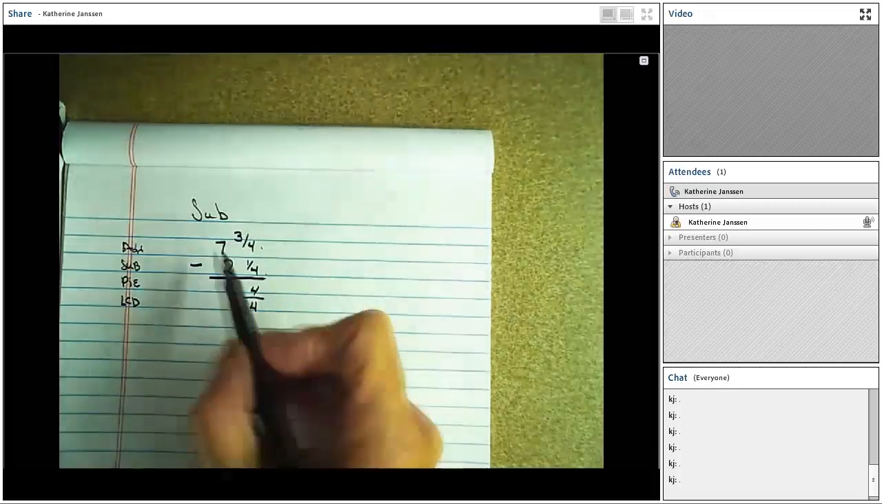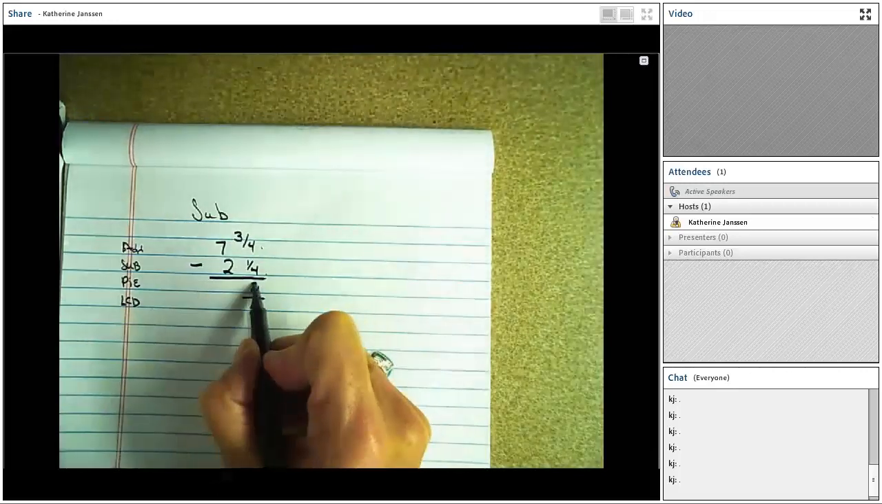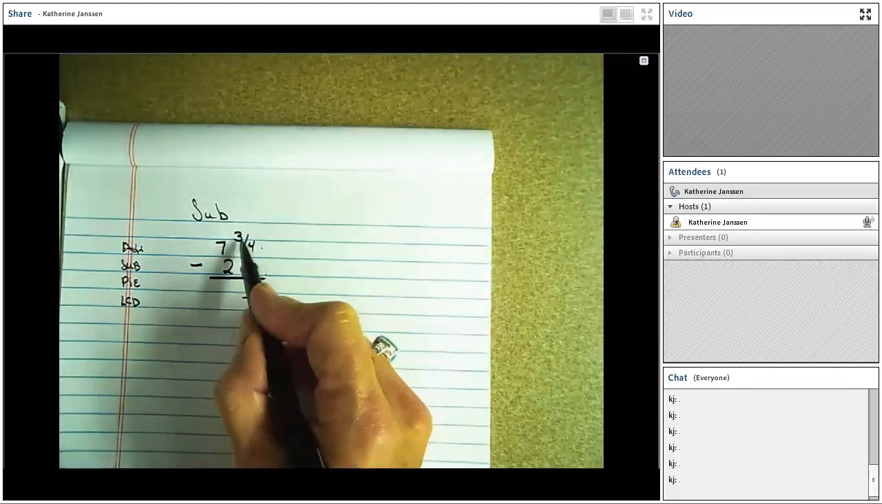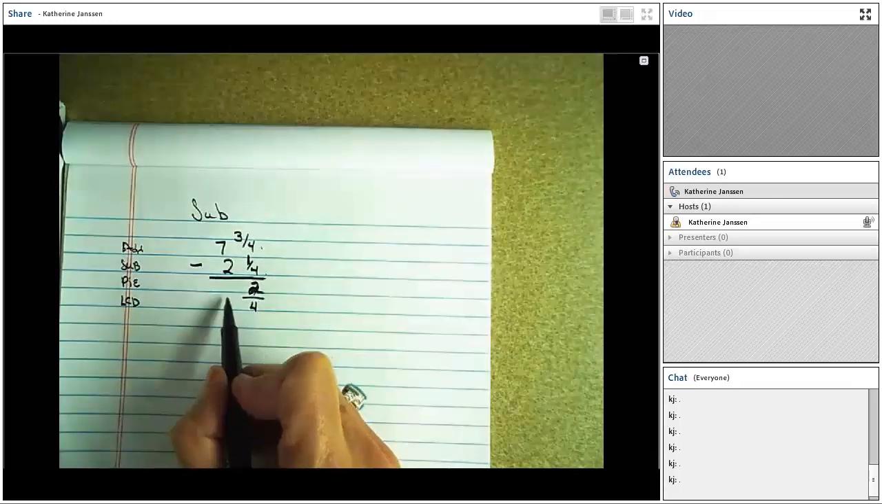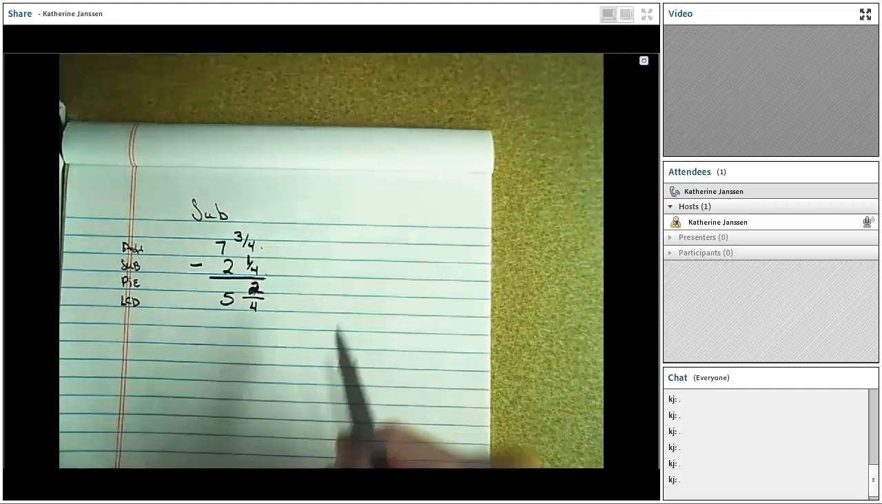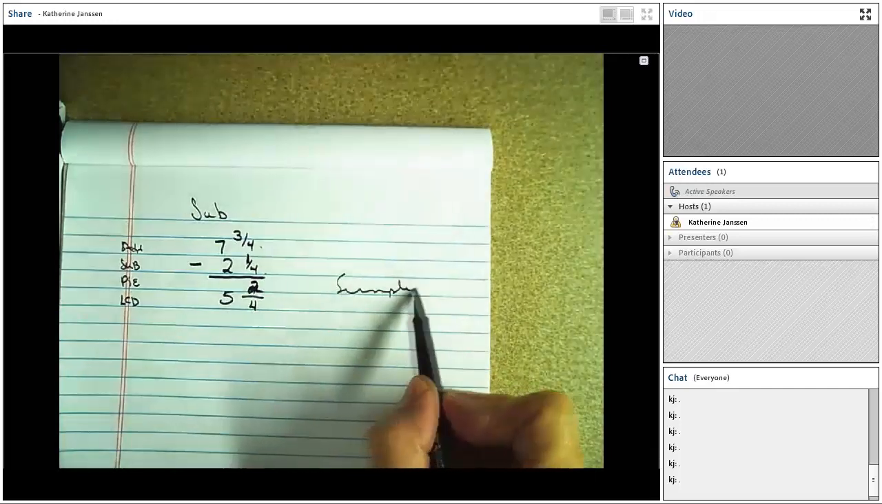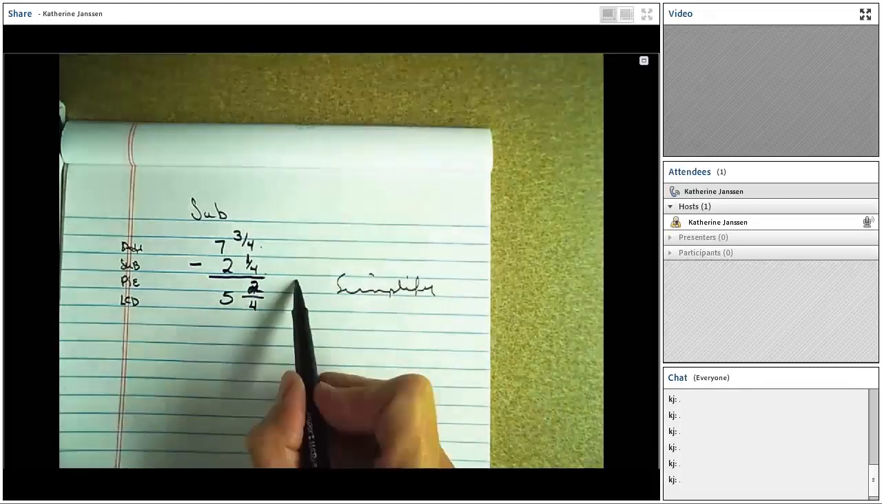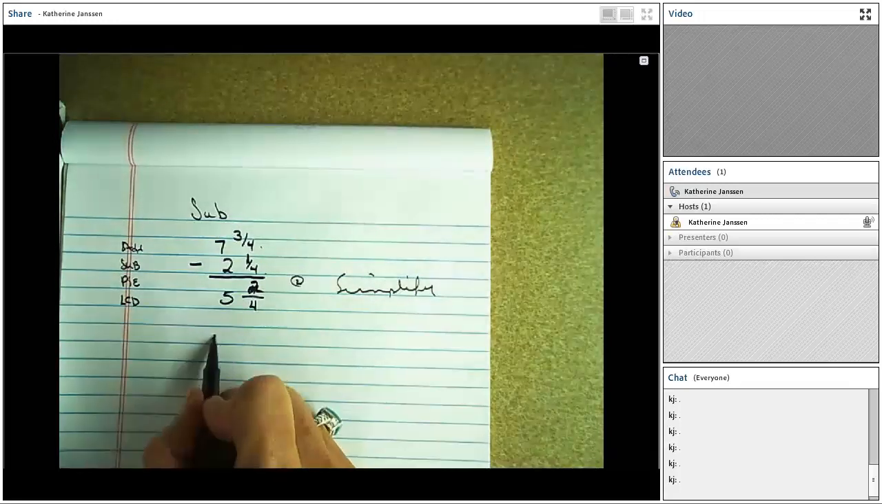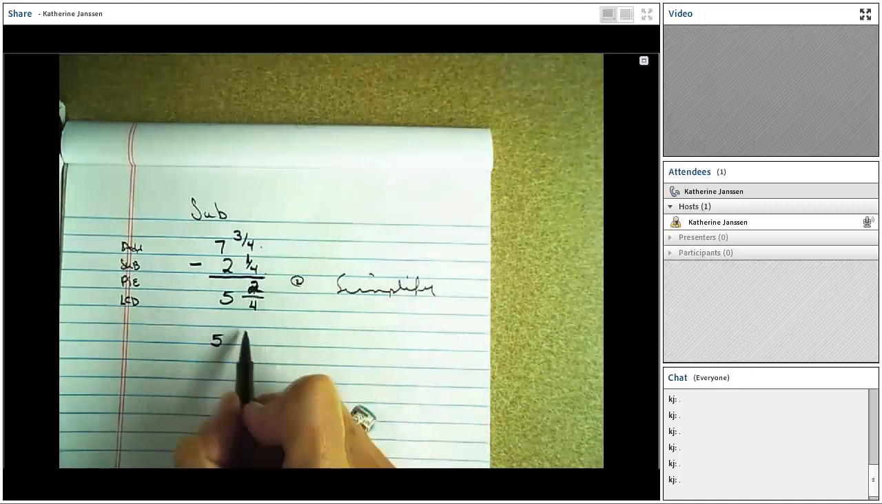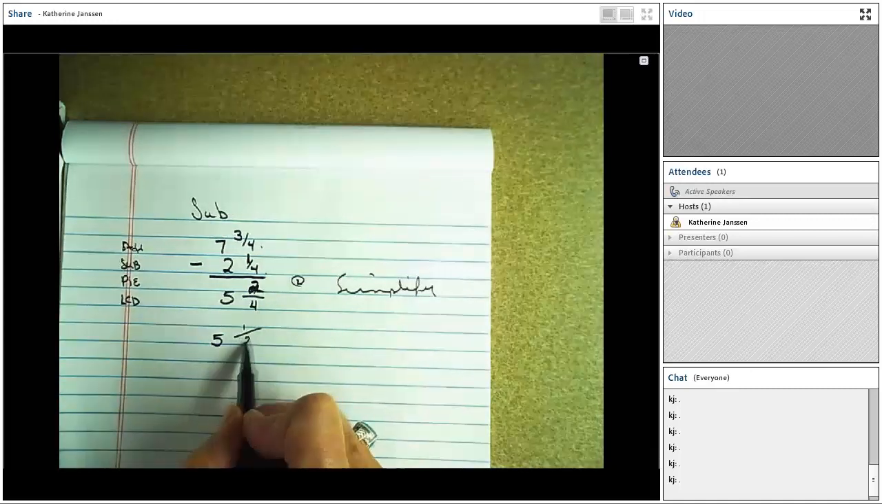But I guess I'm subtracting, so I get 2. 1 from 3 is 2. And 2 from 7 is 5. We always, again, look to simplify. Looks like 2 will go into both the numerator and the denominator evenly, so I get 5, and 2 goes into 2 once, and 2 goes into 4 twice, for 5 1/2.